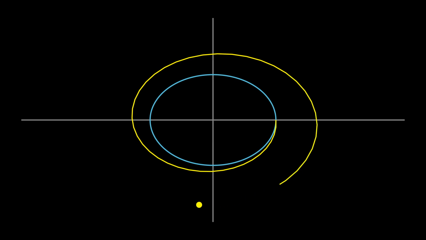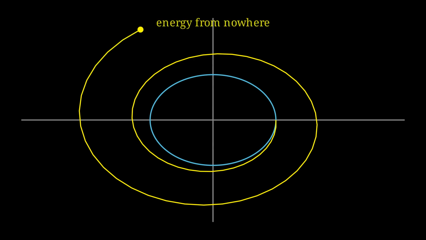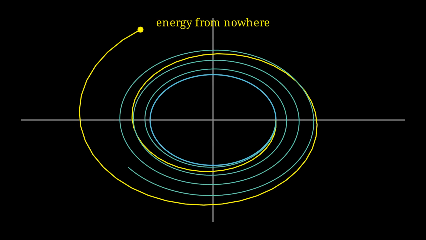It does not close. Every lap sits a little outside the last, a slow spiral outward. Our simulated spring is swinging harder and harder, gaining energy from nowhere. Where is the energy coming from? From the corners. Each straight step leaves the curve on the outside by a whisker.